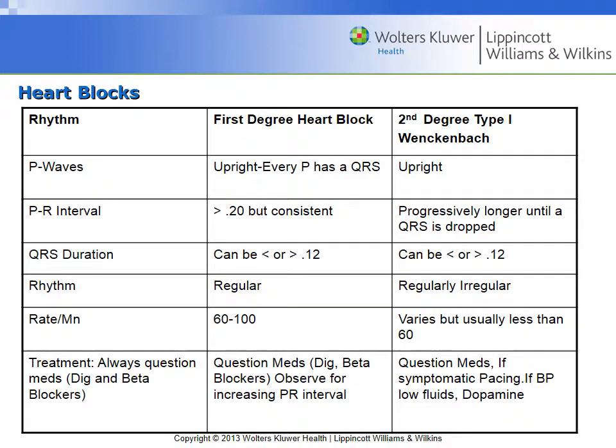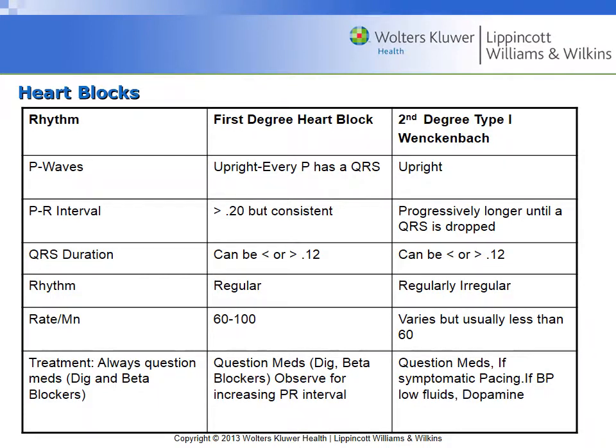Second degree heart block type 1, or Wenckebach, the P waves are upright. The PR interval gets progressively longer until a QRS is dropped, but the PR interval gets progressively longer in a systematic fashion. For example, on the strip, if you note that the first PR interval you see is 0.22, then you measure the next one and it's 0.24, and then you measure the next one and it's 0.26, and then you'll see a QRS that's dropped. And then if you look at the strip, those same progression of numbers happen again. And that's kind of the hallmark of Wenckebach.